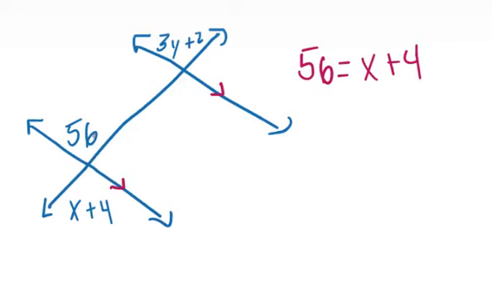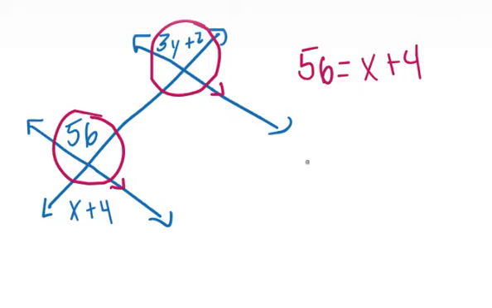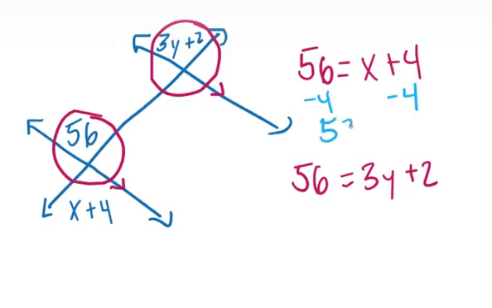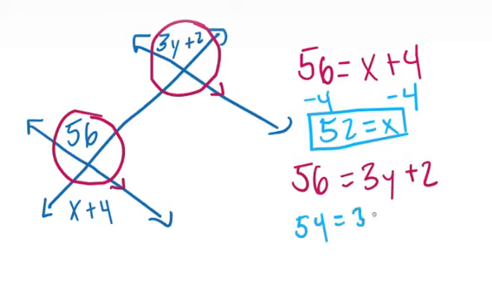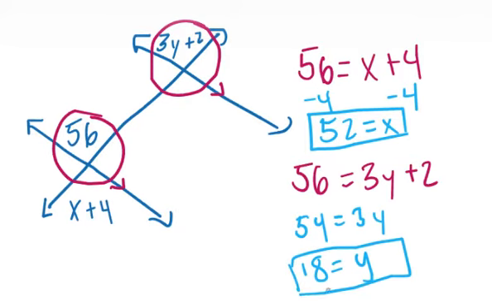And then we also see that 56 and this 3y plus 2 are corresponding angles. So we can also set these two equal to each other as well. So we can go ahead and solve these real quick. This one's pretty simple, just subtract 4. And we get 52 equals x. And this one here, we're going to subtract the 2, and we get 54 equals 3y, divide by 3, and y equals 18. So we definitely need to be able to recognize all of our special angle relationships and if they're congruent or add to 180 and the like.